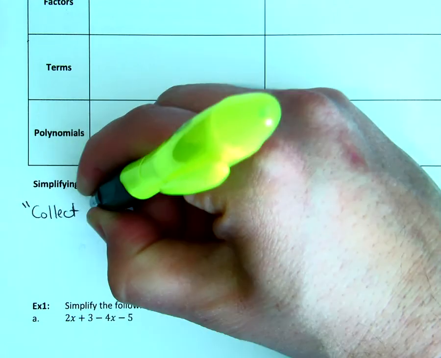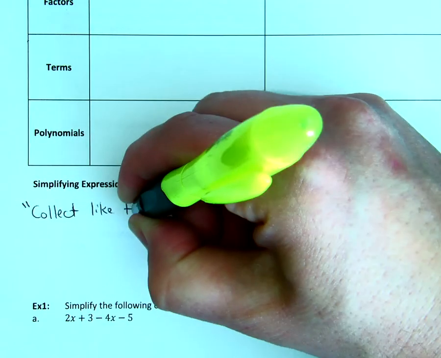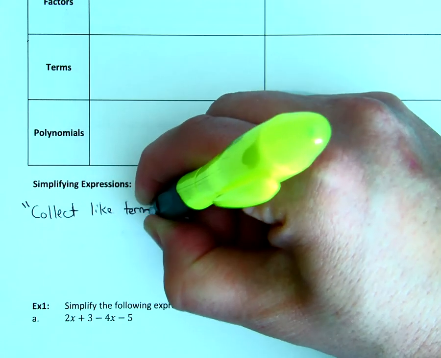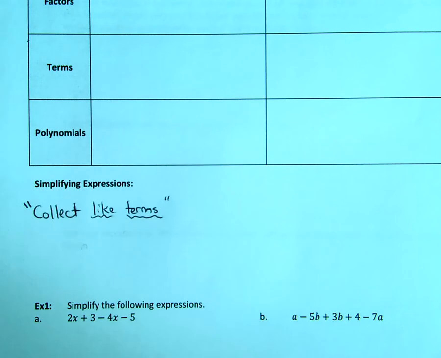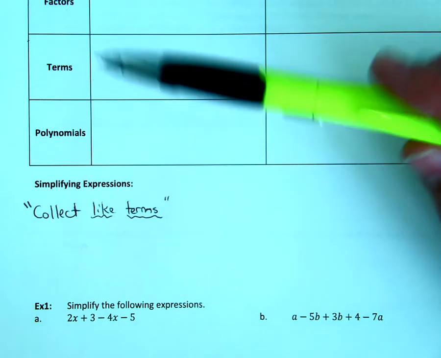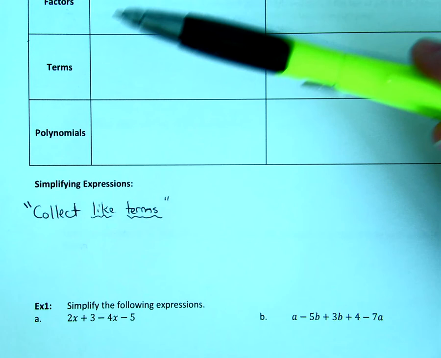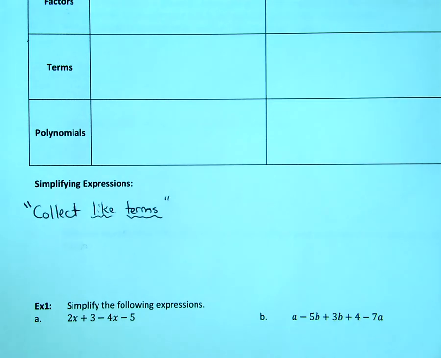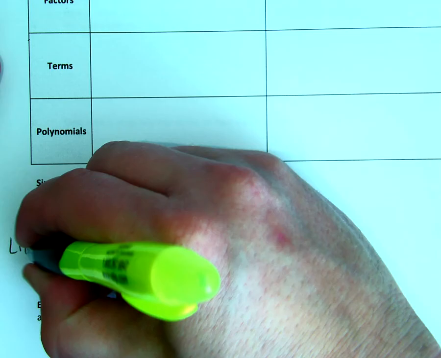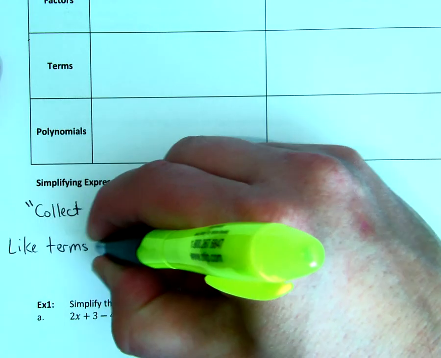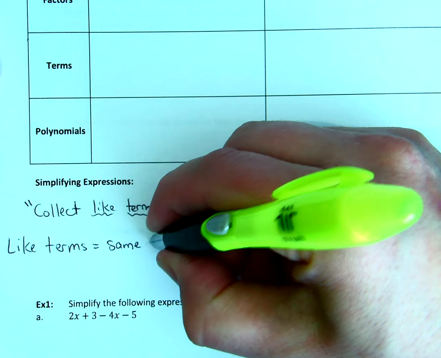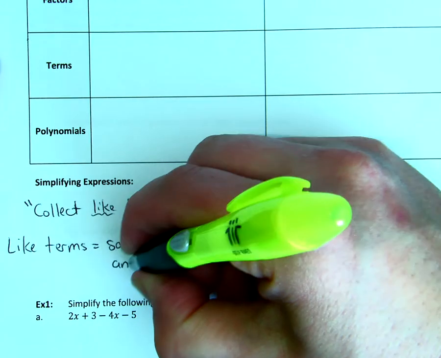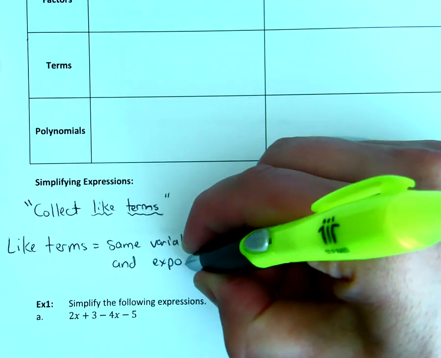Collect like terms. And what a like term is: a term or two terms or multiple terms that have the same variable and exponent. So like terms have the same variable and exponent. And I'll give you some examples and non-examples here.